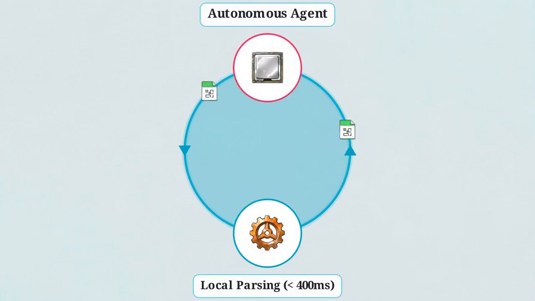Mastering this local parsing infrastructure guarantees your document ingestion pipeline moves fast enough to keep autonomous agents running without breaking the feedback loop.